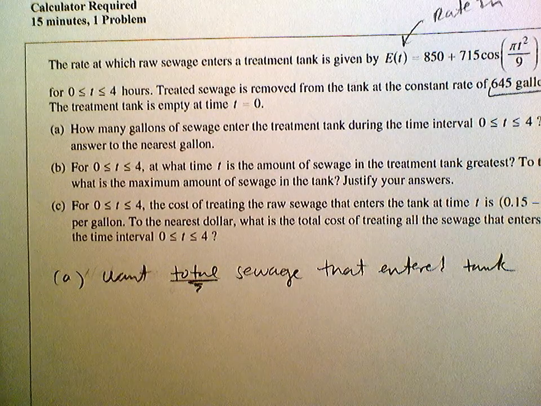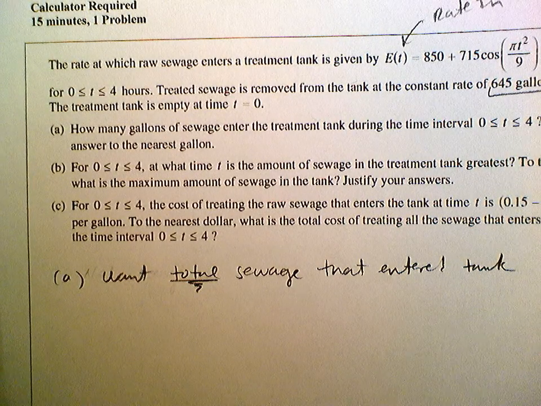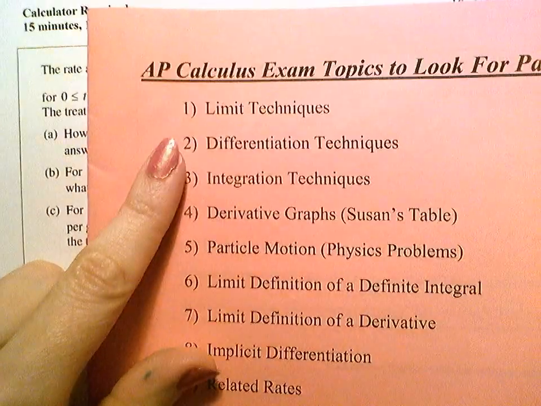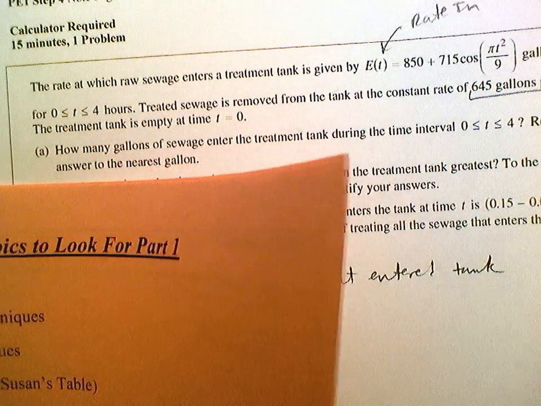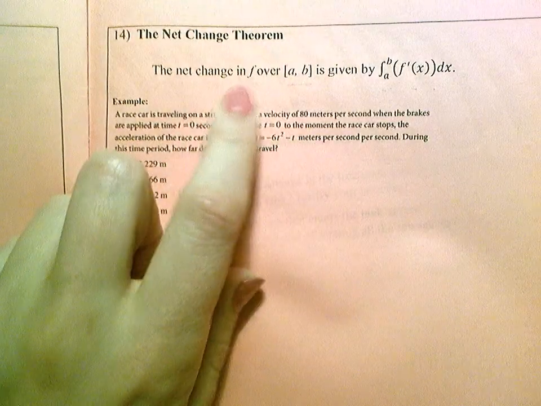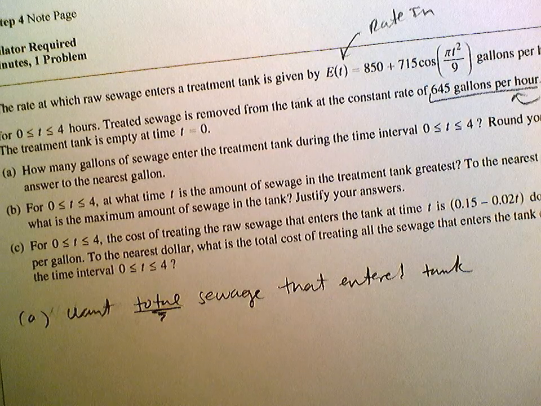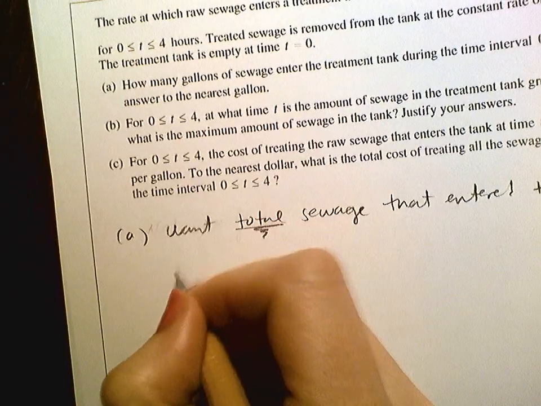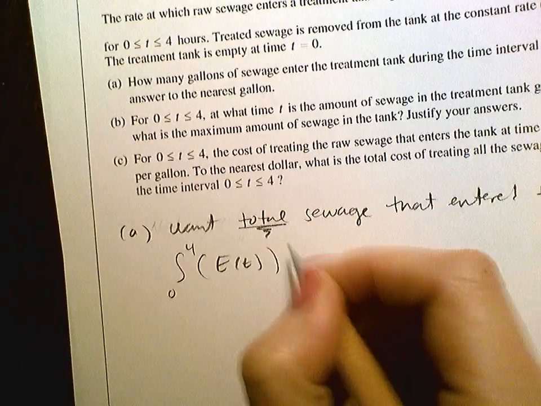And this theorem is, let me find it. This theorem is here. Okay, exam topics to look for, the net change theorem. Alrighty, so this is 14. Okay, so the net change, the total change in F over an interval is given by that. Notice you put the rate in there. So we're going to use the net change theorem, which says that it's going to be the integral from 0 to 4 of E of t dt.